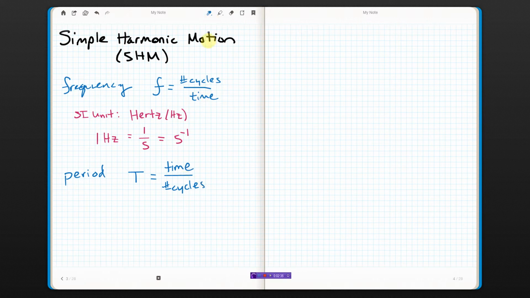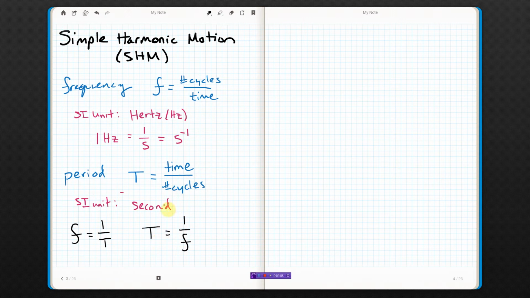So something you can do is relate these to each other. By the way, this is in seconds. I guess I should write that down, I might as well be consistent. SI unit is 1 second. Anyway, I can relate these to each other because they're reciprocals. So I can say that the frequency is the reciprocal of period, and period is the reciprocal of frequency.